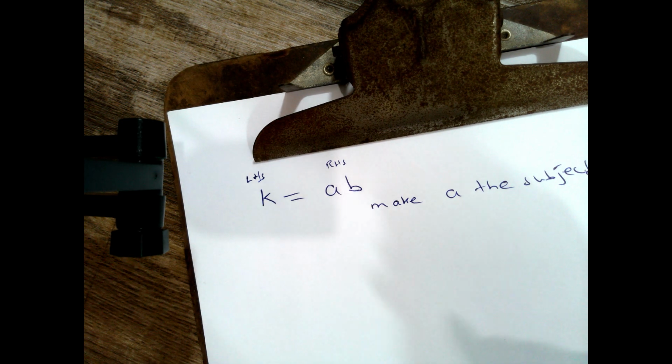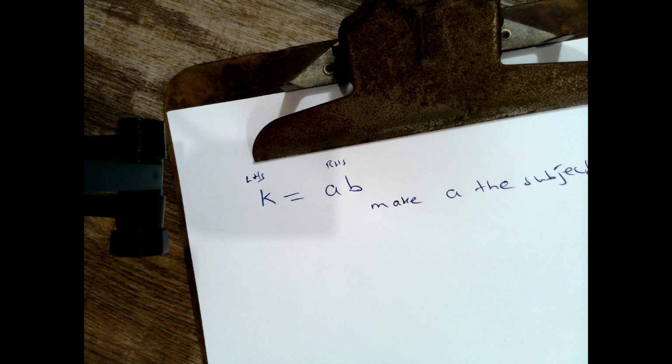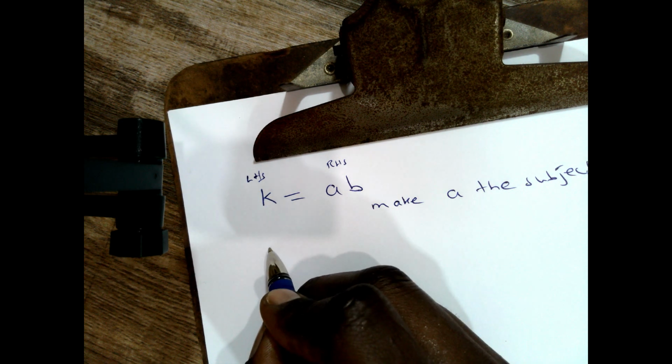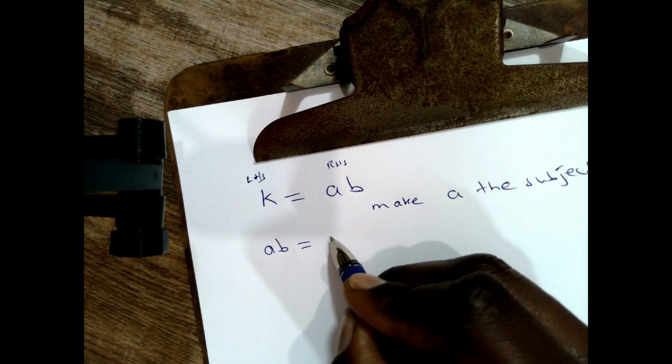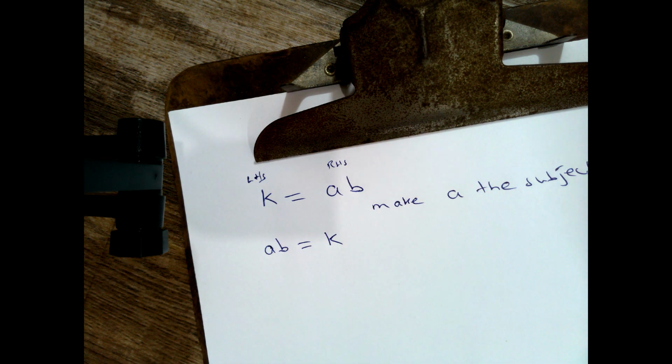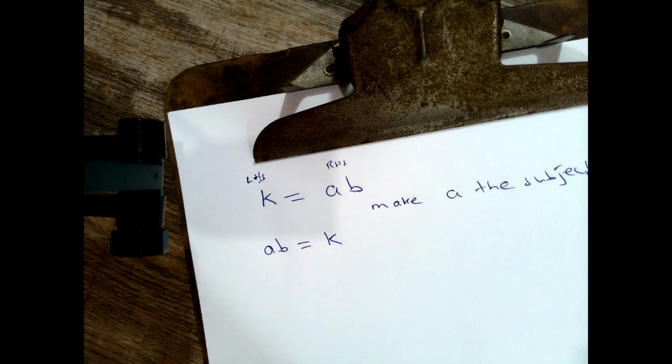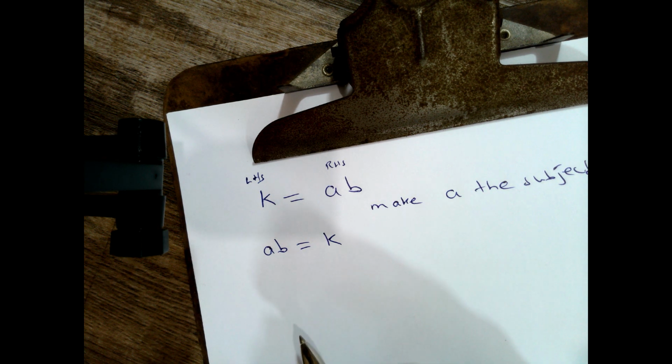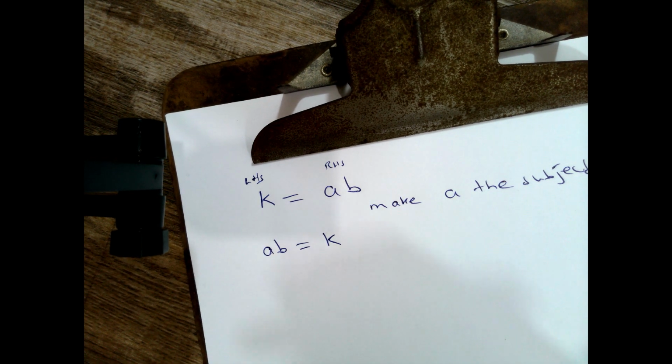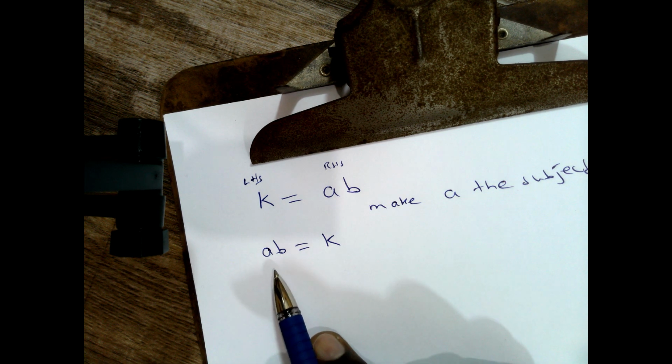So the first thing we need to do is to switch sides. A is on the right hand side, it should be on the left hand side. So therefore we switch things around. AB equals K. That's the first thing we do, switch sides. So A is on its correct side, but it's not by itself. So the second thing we do, we realize that to end up with A alone on the left hand side, we need to do something. And that something is to divide the left hand side by B.